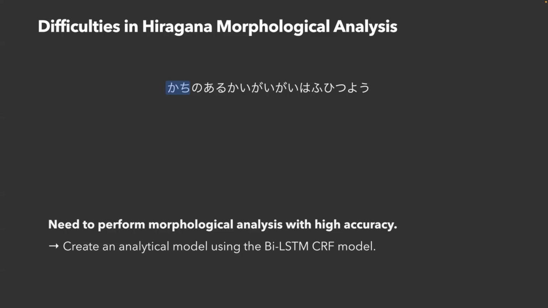There are multiple types of character in the Japanese language. Kanji is script imported from China. Hiragana is a Japanese character formed from Chinese characters. Katakana is likewise a Japanese character. Usually, the character type is a clue, but not if all characters are in hiragana. In this study, we use the Bi-LSTM CRF model to create a morphological analysis model.